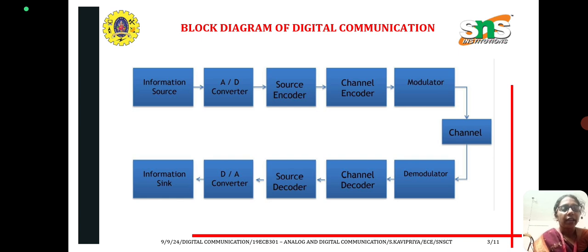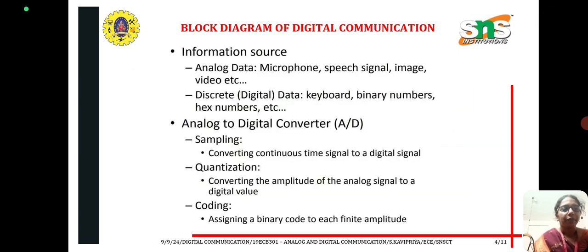And this is a block diagram of digital communication. The information data from the information source, which is in analog form, will be converted to digital using this A to D converter, and it is encoded using the source encoder, and it is given to the channel encoder, and the output of the channel encoder is given to the modulator. The modulated data will be transmitted through the channel, and the receiver will have a demodulator, channel decoder, source decoder, D to A converter, and the information sink.